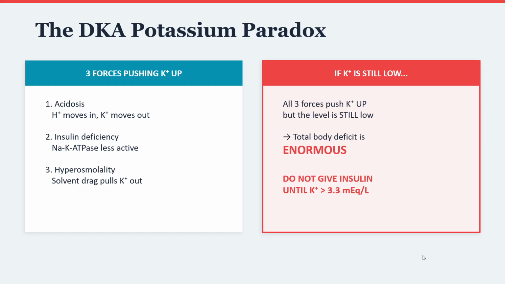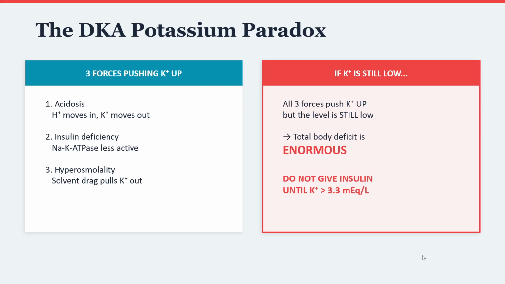These patients have been losing potassium for days, sometimes weeks, through osmotic diuresis. The high glucose causes glycosuria, which pulls water and electrolytes with it. By the time they present, their potassium reserves are depleted.